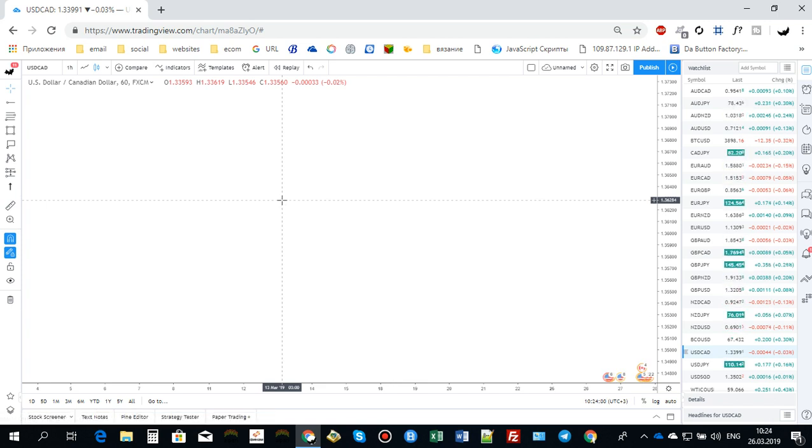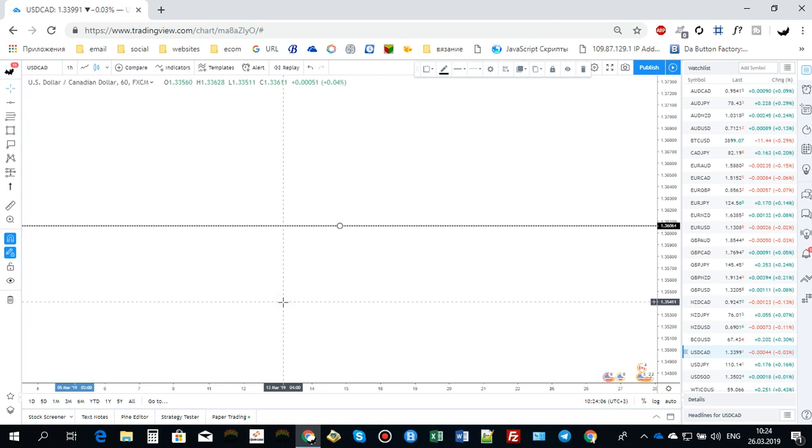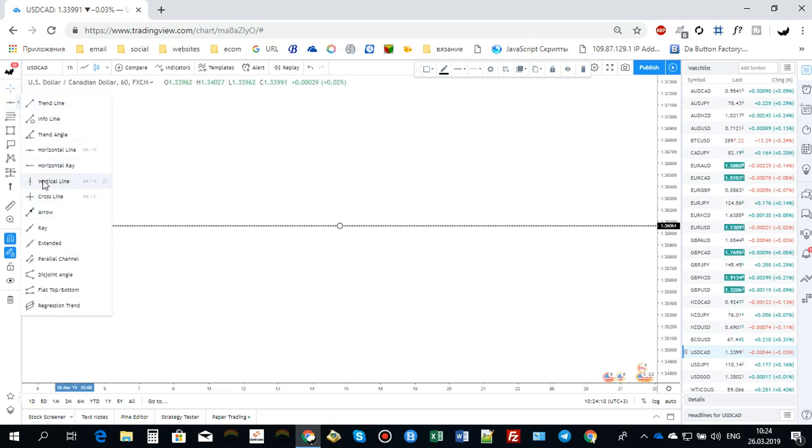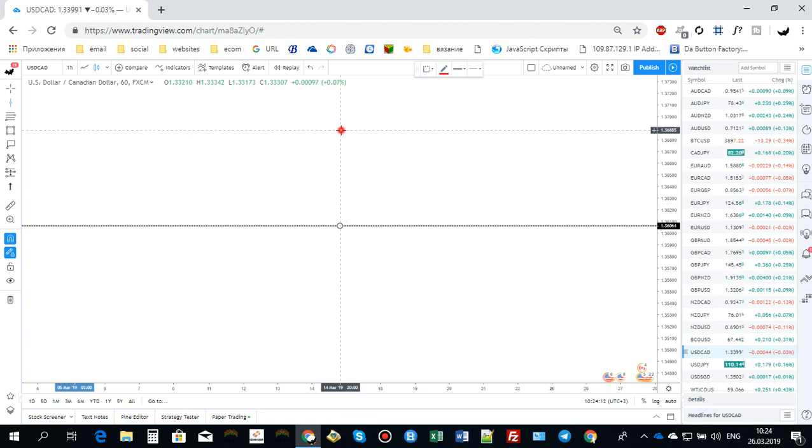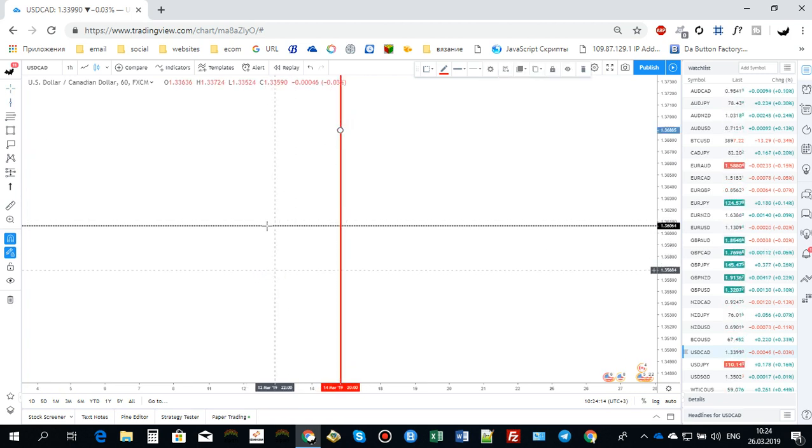Well, let me first draw a support resistance level. I will use this horizontal line tool, and let me split the chart into two parts. I will use this vertical line. Okay, in the left part of the chart we will have breakouts, and in the right part of the chart we will have tests. Okay, I will use this level as a resistance, so you should keep in mind that support rules are opposite.